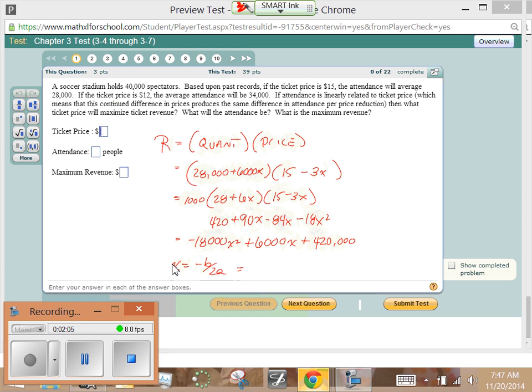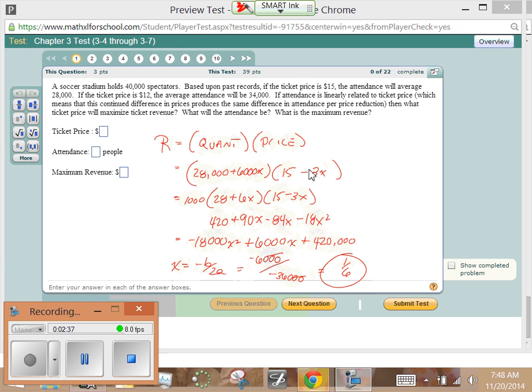Now x is equal to the opposite of b over 2a. That's going to tell me my maximum. So negative 6,000 over negative 36,000. That's going to give me 1/6. So x is 1/6. Okay, so I'm going to make 1/6 of a price drop. Well, 1/6 of a price drop, $3 is the price drop. 1/6 of $3 is 50 cents.